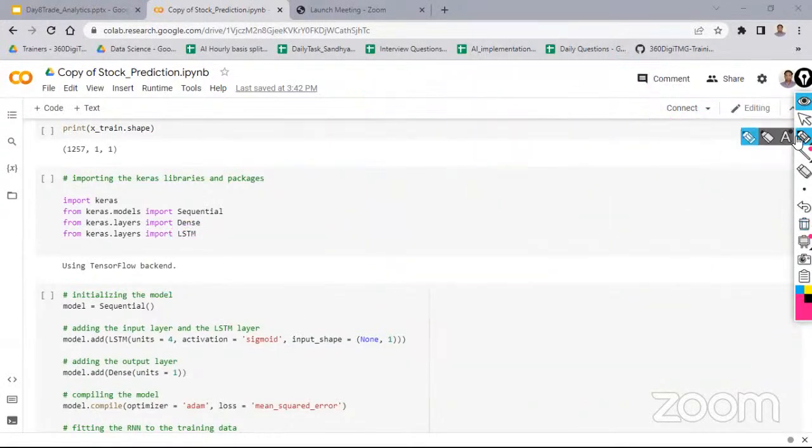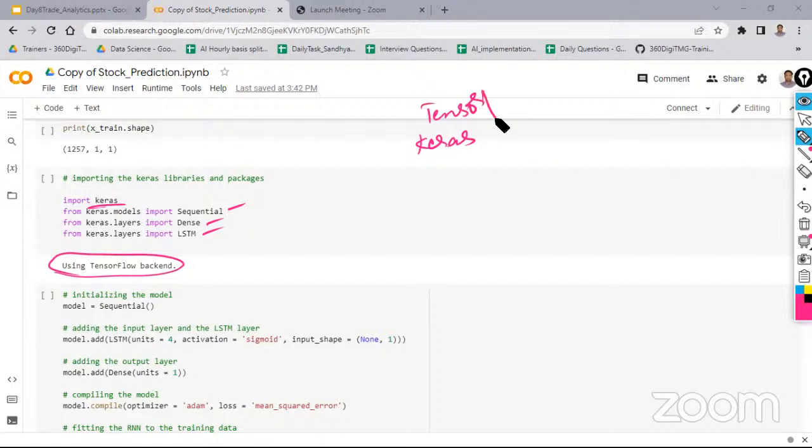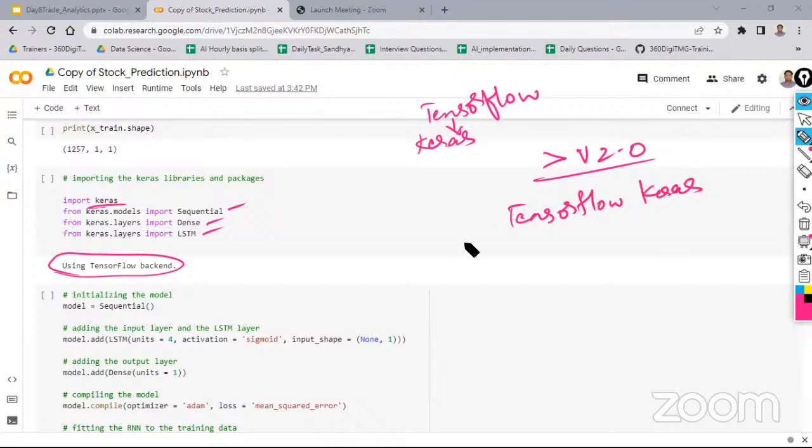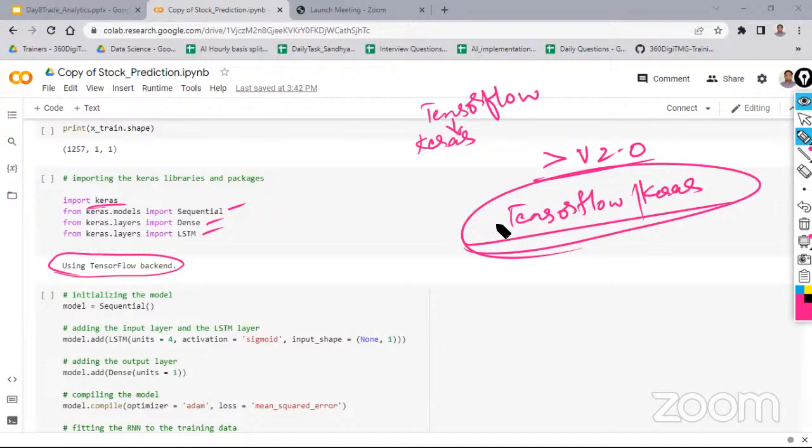So now the architecture has been created with Sequential, Dense, and LSTM. TensorFlow is the backend, because Keras is under TensorFlow. After version 2.0, TensorFlow and Keras are one and the same. Both are frameworks for neural networks, which is helpful.